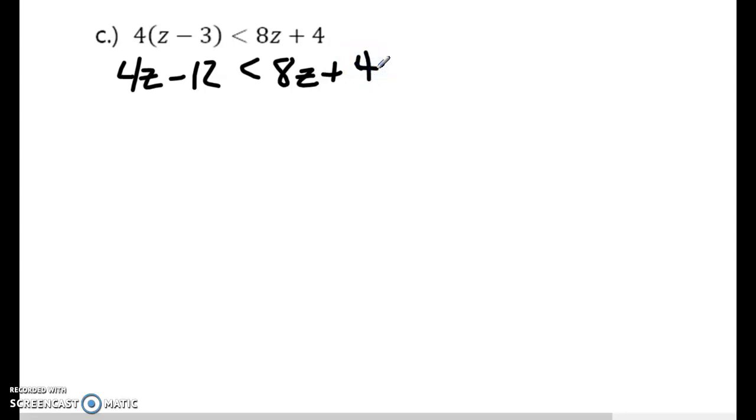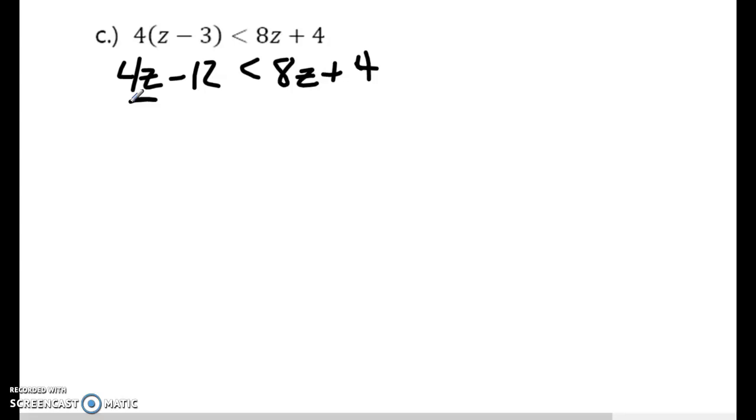Okay, so we have z's on both sides of the equation. Kimberly, which side do we want to have? Let's put our z on the left, okay? Because that way, as we read our solution, we'll say z is less than or z is greater than. So I want to leave this 4z alone. I need to move this 8z.